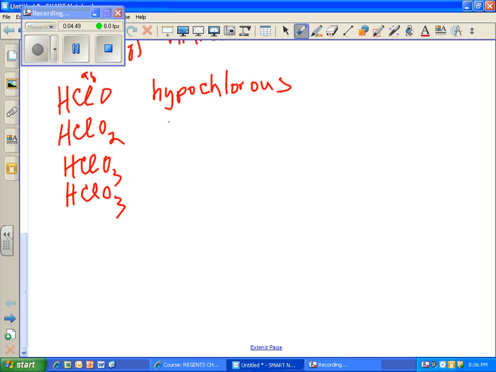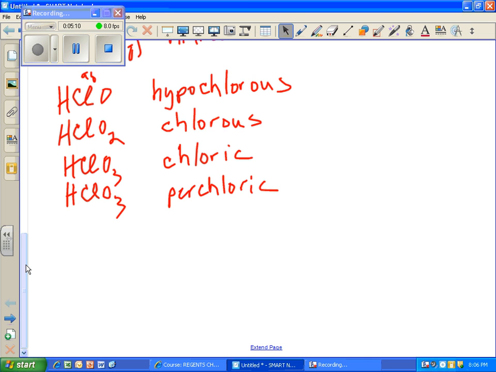ClO2 was chlorite, so this would be chlorous acid. ClO3 is chlorate, ic-ate, us-ite, so chloric acid. HClO4 is perchlorate. This would be perchloric acid. And one more thing with this, you could take the Cl and change that with Br, and you can change that with I, and you would have hypobromous or iodic acid. You have any of those choices.